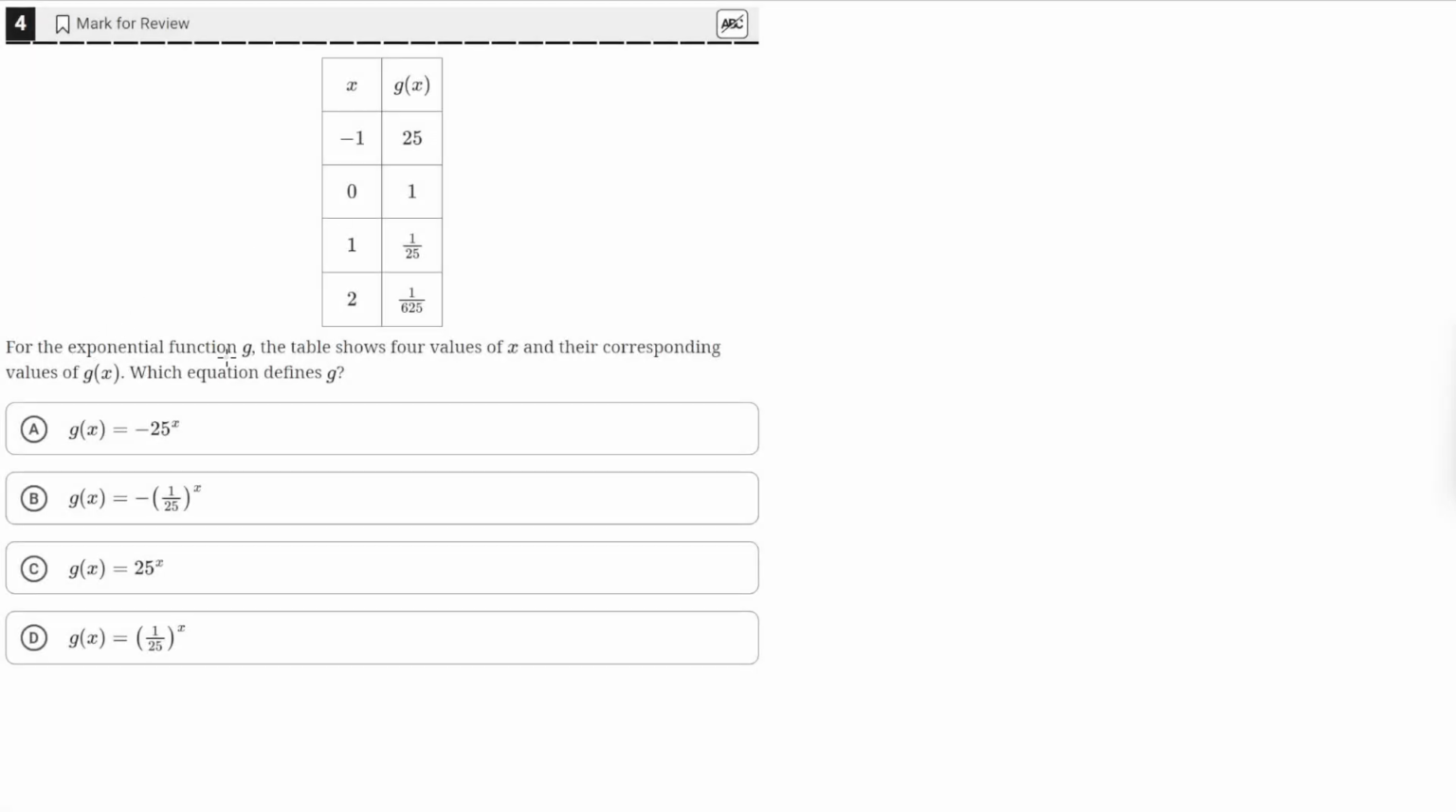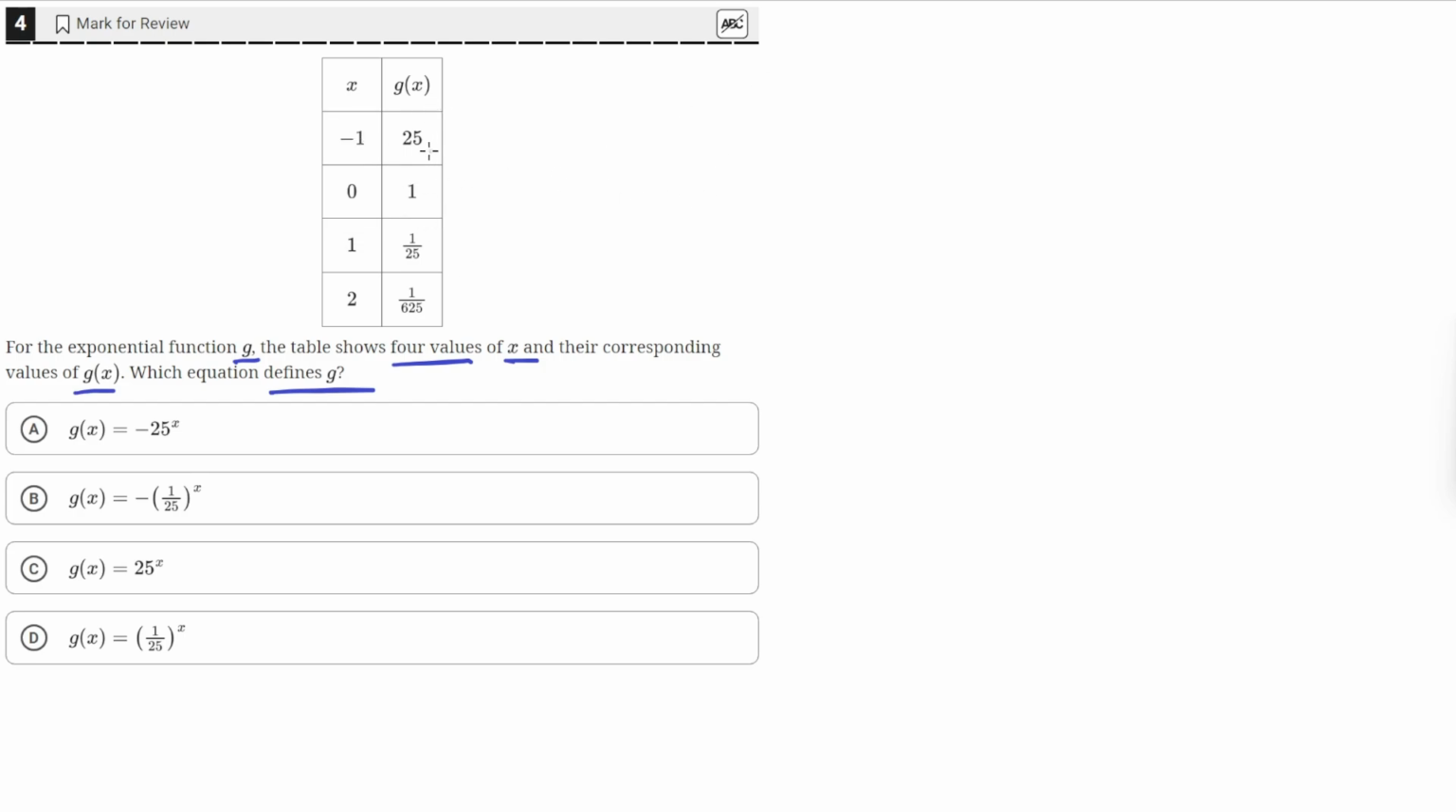For the exponential function g, the table shows 4 values of x and their corresponding values of g of x. Which equation defines g? So we have these values of x and g of x, and we need to find which of these equations defines the function g of x.